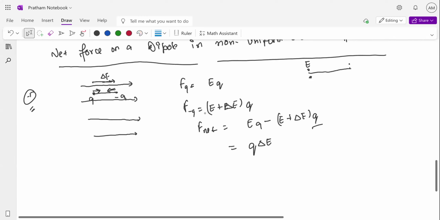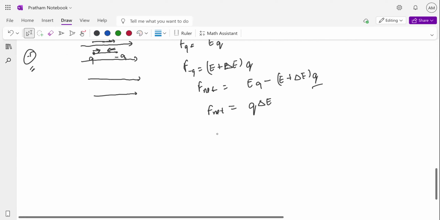So this is for now F net. Is it the complete F net? My answer is no. Let's do one thing: we try to convert it into the form of the dipole. So if I multiply and divide by delta X, what does it become? F net equals q delta X times delta E divided by delta X.